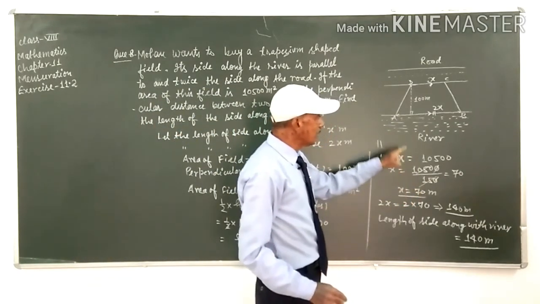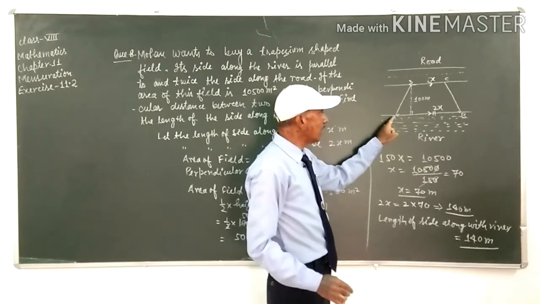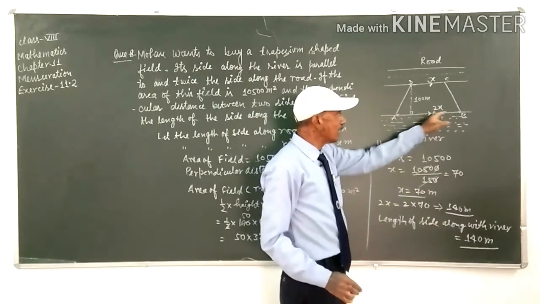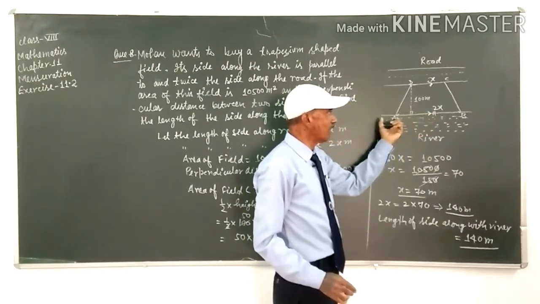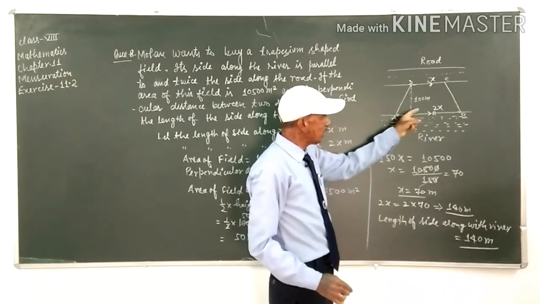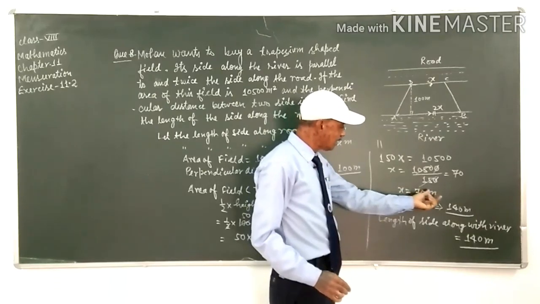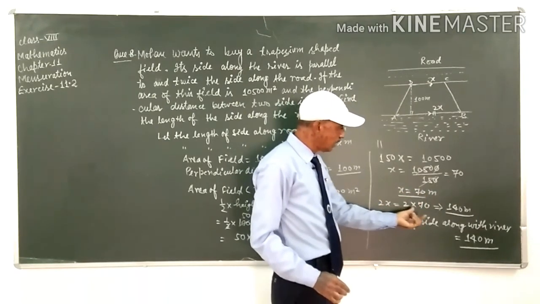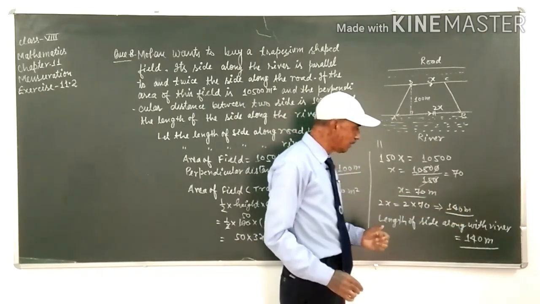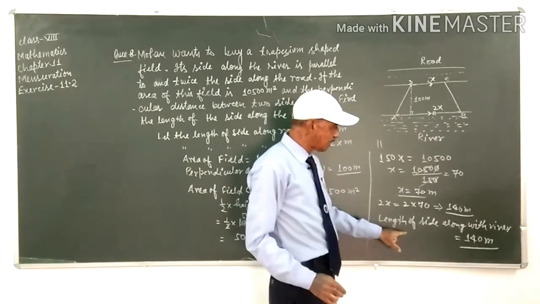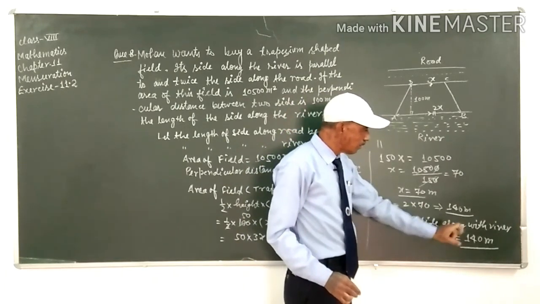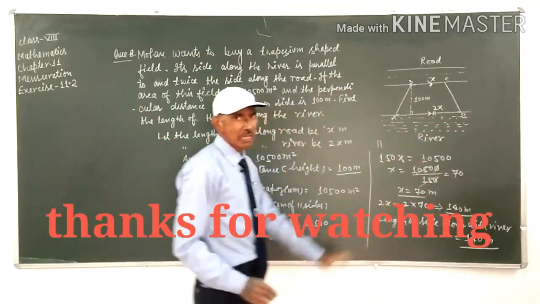Clear, student? But we have to find out the length of the river side, along with the river. Clear? So that is 2x. So 2x, x is equal to 70. So 2x is equal to 2 into 70, that is 140 meter, and length of the side along with the river is 140 meter. This is the answer, students.